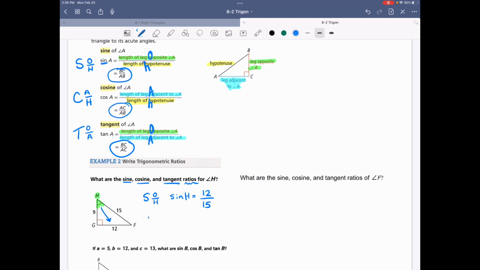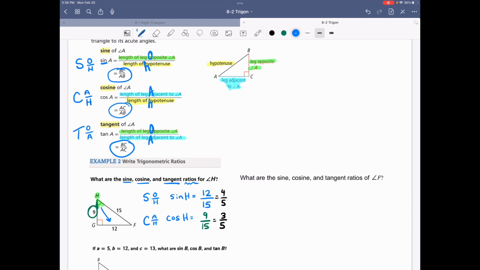Then we want to do ka for cosine. So the cosine of H is equal to the adjacent side. Well, the adjacent side is 9 because it's next to the H. It's touching it. And the hypotenuse is the longest side. So it's going to be 9 over 15. We should probably reduce these. So this can be divided by 3, so it would be 4 over 5. And this can be divided by 3, so it would be 3 over 5 also.